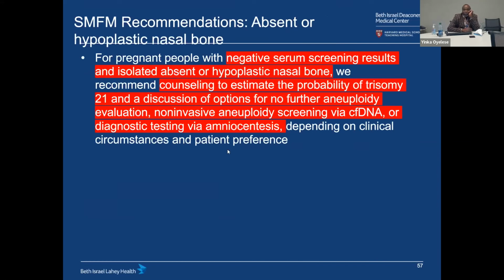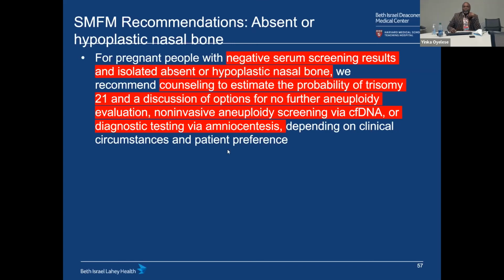However, this becomes important, and it goes back to what I said before. When you have a negative serum screen and you have a hypoplastic nasal bone or absent nasal bone that is isolated, they recommend counseling because, as I mentioned, serum screening will miss 15 to 5% of babies with Down syndrome. And therefore, there is the possibility that serum screening may miss Down syndrome. And therefore, in that situation, they recommend non-invasive testing with cell-free DNA or diagnostic testing with amniocentesis, depending on clinical circumstances and patient preference.